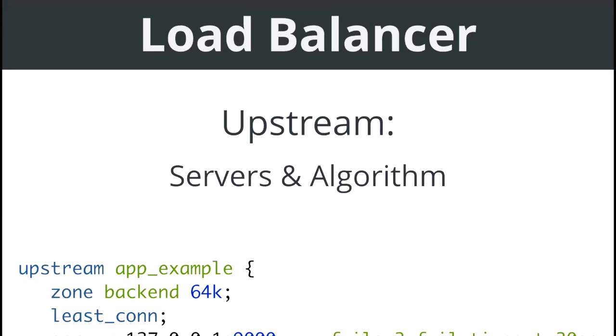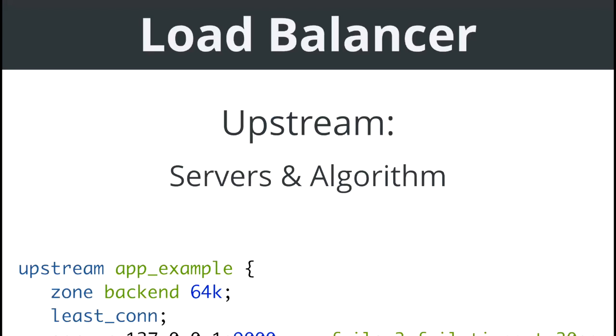So the first thing you do is define your upstream, which are just servers that, I call them backend servers, but they're just the individual servers that you will be load balancing between. So in this example, I have 3 web servers. And they are just listening on port 9000, 9001, 9002. And I want Nginx to balance traffic between these 3 servers whenever it gets a request. So I've made an upstream, and I've named it arbitrarily app_example. You can name that whatever you want. Zone backend 64K, I'll explain in a minute.